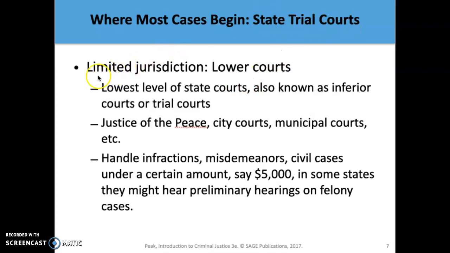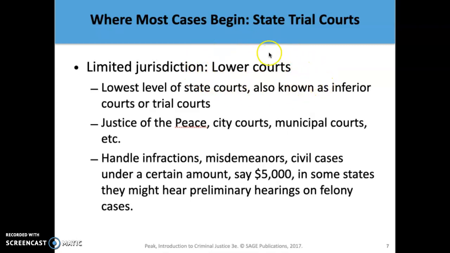So at the bottom rung are courts of limited jurisdiction. These are your lower courts. These are often called justice of the peace type courts. They often will handle infractions, tickets, misdemeanors, some civil cases under a certain amount. And in some states, they may hear preliminary hearings on felony cases. But these are courts of lower jurisdiction, all right?